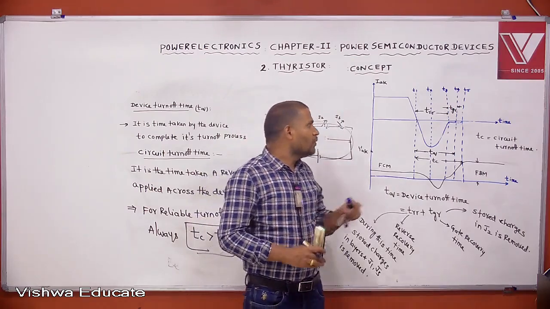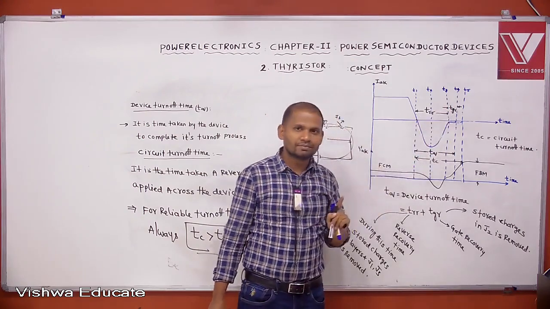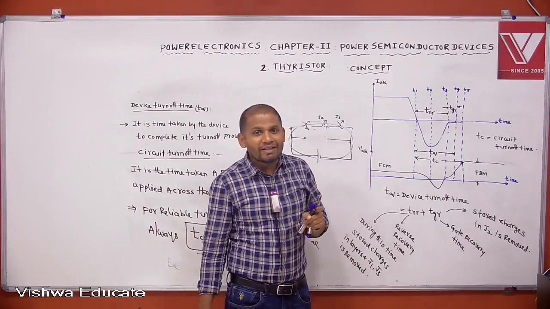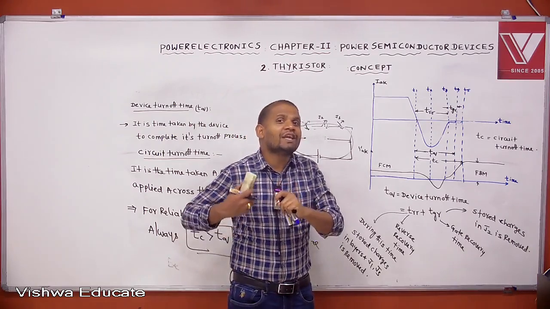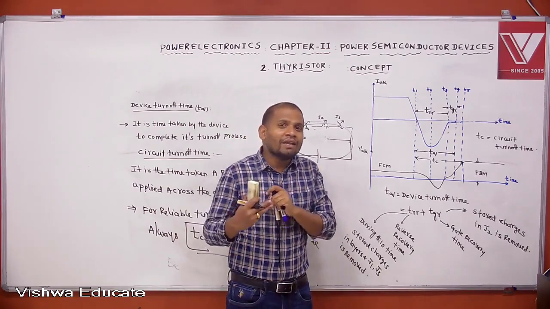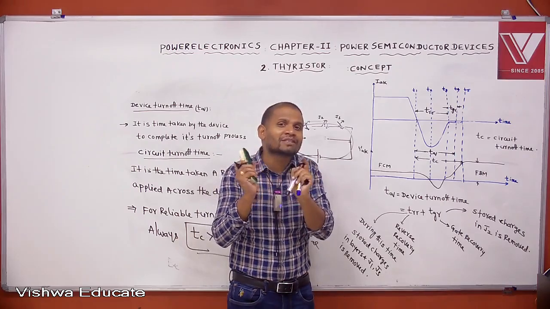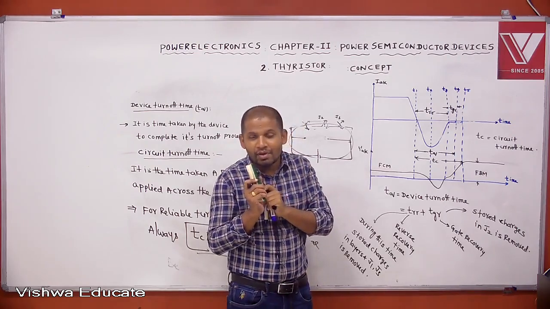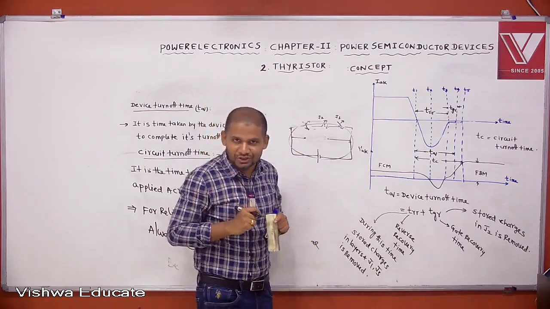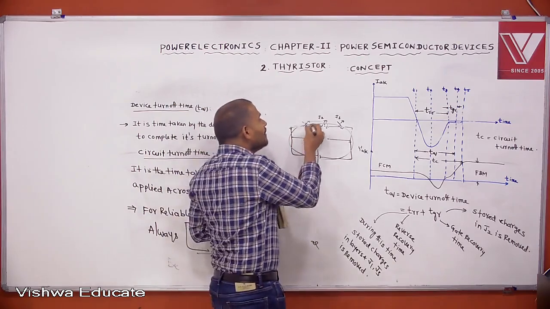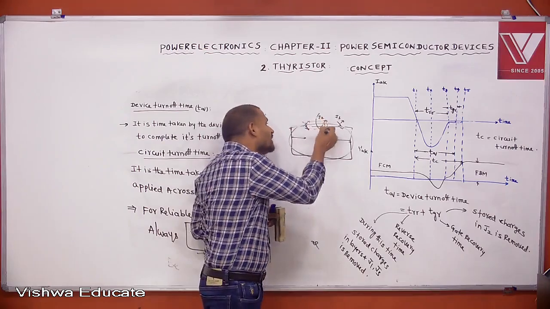But in the diode, we define only trr. Here an extra tgr also comes in the turn off process. Why does this extra tgr come? For recovering of the gate junction, in the sense of removing the charge carriers at the J2 junction, it takes some extra time. That is nothing but the gate recovery time. Why does it take some extra time? Because the J2 junction is a more saturated junction. This is J1, this is J2 and this is J3.